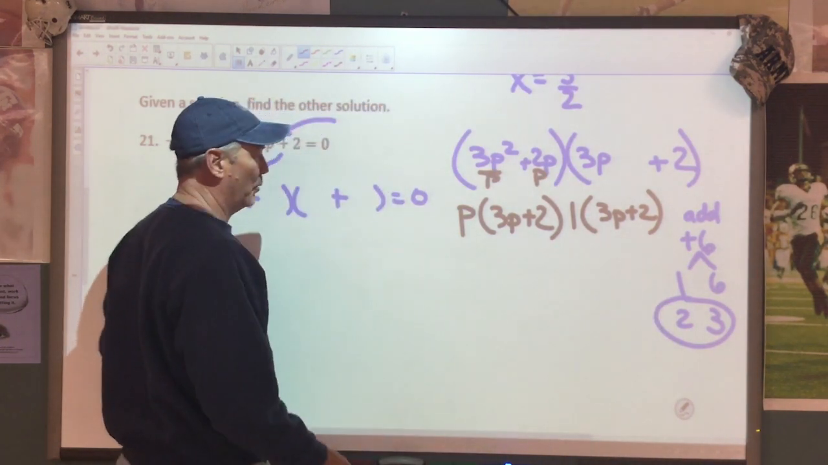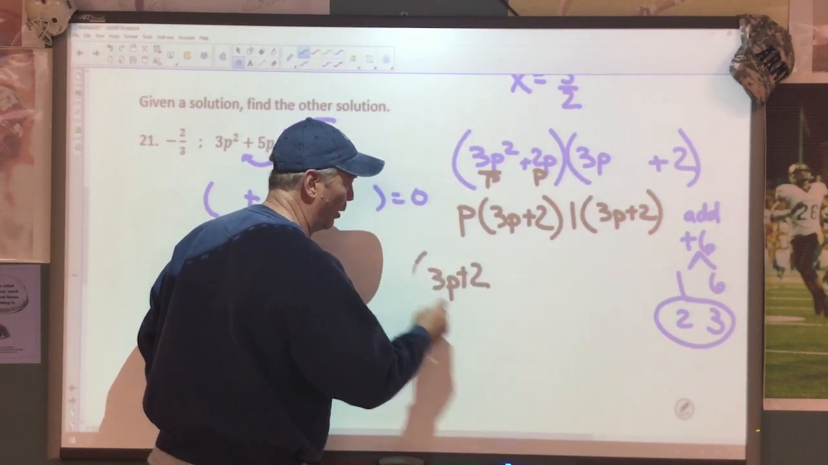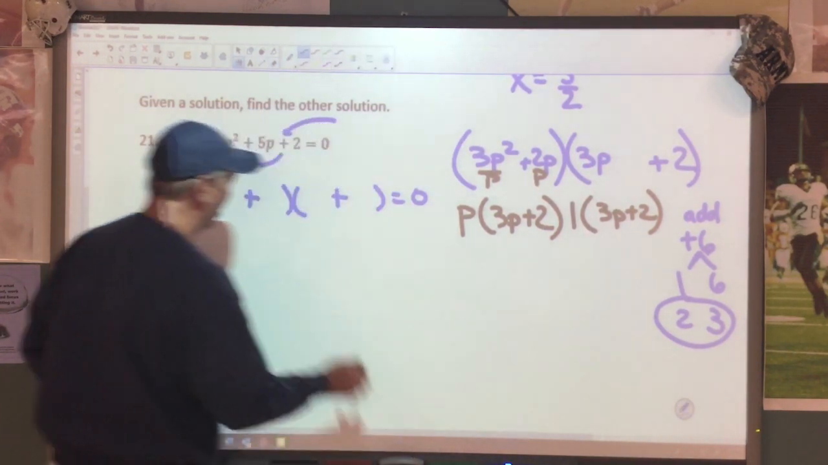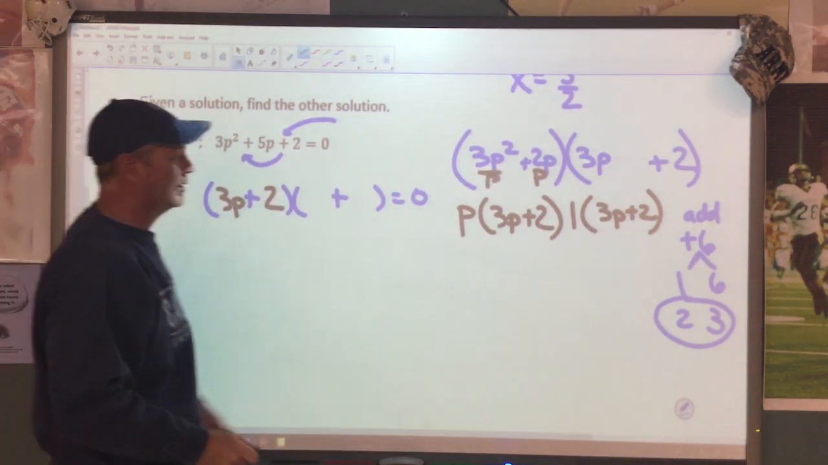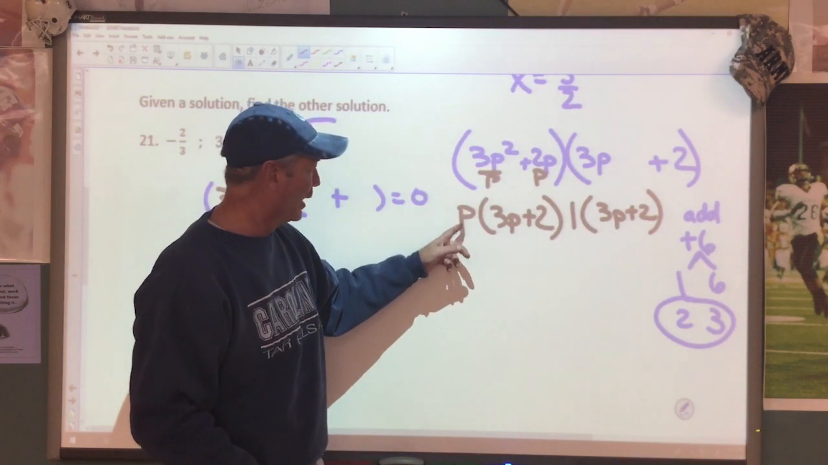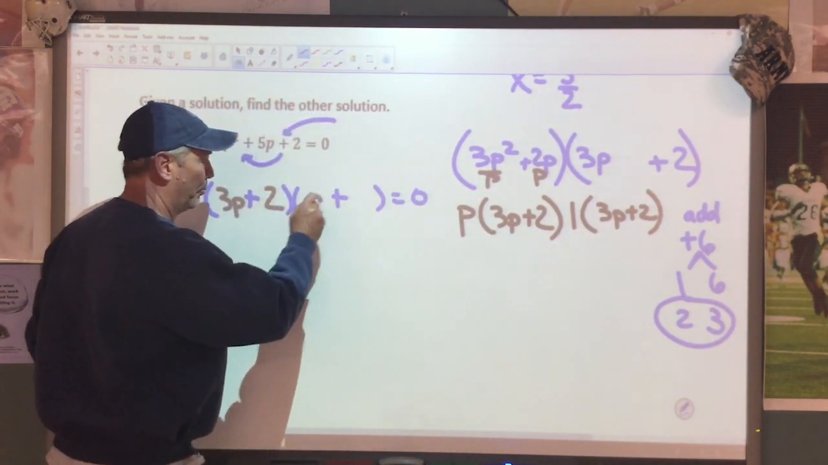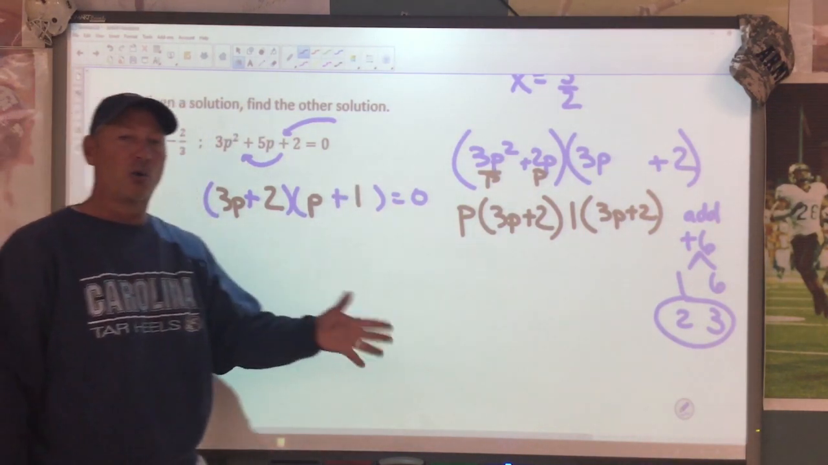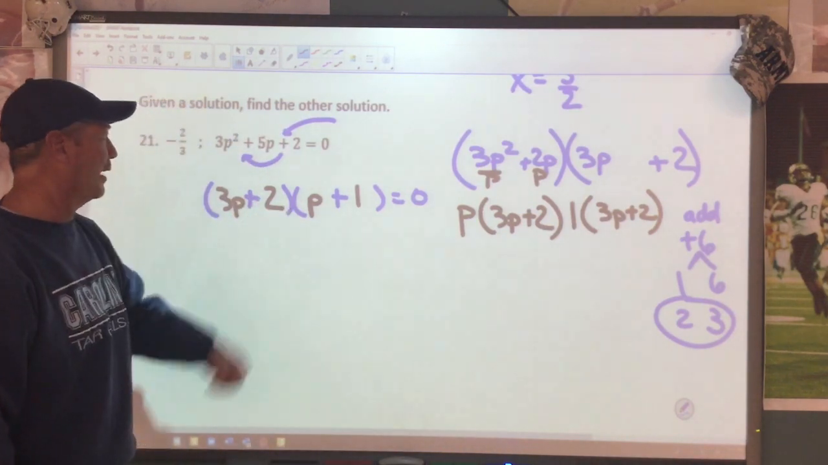So that's going to leave me with 3p plus 2 in one of my parentheses, and the leftovers, my greatest common factors, the p and the 1, p plus 1, you would put in the second parentheses. Are we done? No. You would have to keep going.